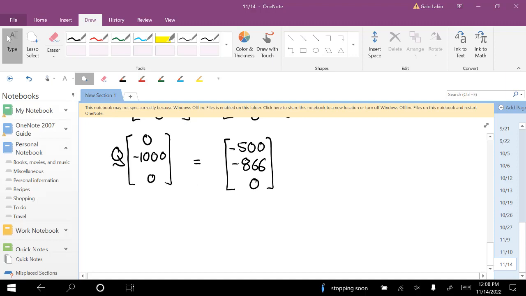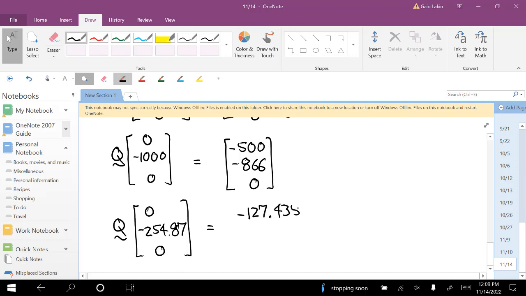And then last is the distributed load. So the rotation matrix times the vector 0, negative 254.87, 0, is equal to negative 127.435, negative 220.724, 0. And this is the one that's newtons per meter.